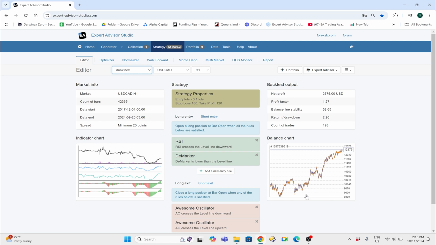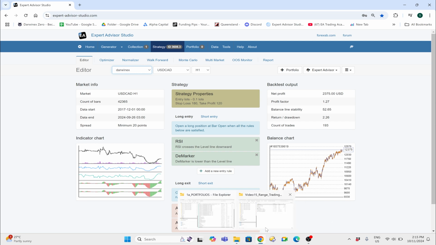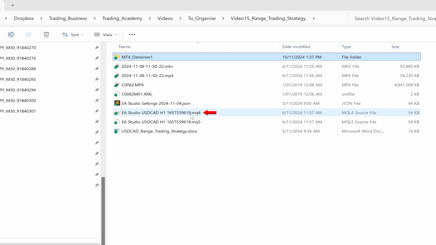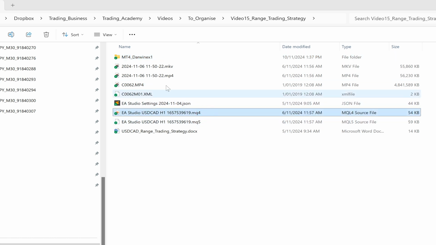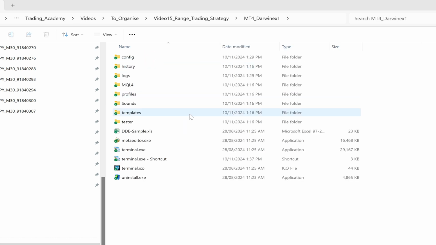Also, now that we have our Expert Advisor, I have actually downloaded this Expert Advisor as MQ4 and MQ5, and I've got an MT4 terminal here. So I think I'll maybe just quickly show how we actually apply this on the terminal to trade and quickly backtest it.